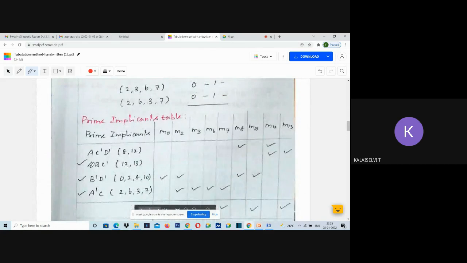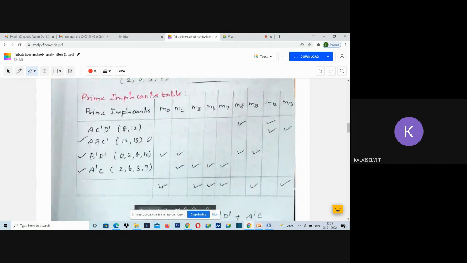12, 13 it is A B C dash. So it is written like that, like this. And after writing the implicant terms on the left hand side, after that we have to mark the tick mark. In the presentation we have discussed it as cross mark, so we can follow either cross mark or tick mark. So how it is marked as tick here?